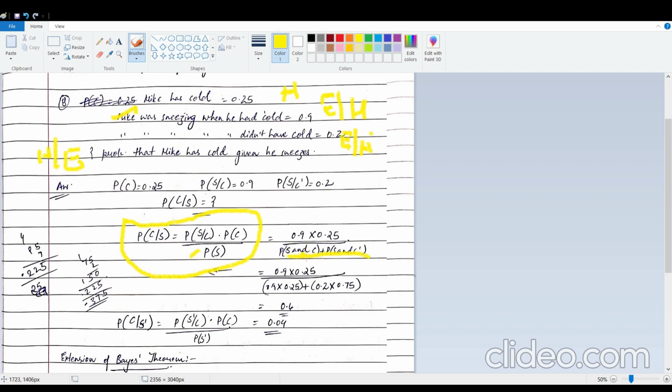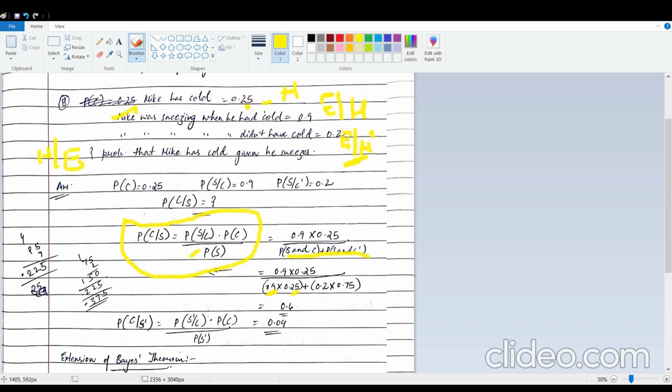Instead, the probability of S and C will be written as the probability of S given C multiplied by the probability of C. So over here, the probability of S given C is 0.9, which is the probability of E given H. That should be multiplied by the probability of H. So that is 0.25, which is this thing. Similarly, over here, this can be written as the probability of S given C dash multiplied by the probability of C dash. So in this case, it would be the probability of E given H dash, so it is this one multiplied by the probability of H dash.